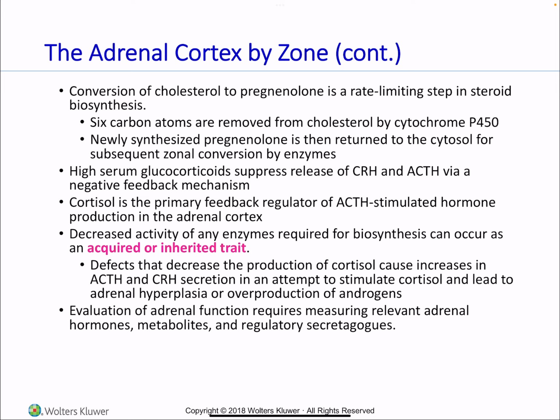Decreased activity of any enzymes required for biosynthesis can occur as an acquired or inherited trait. And defects that decrease the production of cortisol can also cause increases in ACTH and CRH secretion in the attempt to stimulate cortisol and lead to adrenal hyperplasia or the overproduction of androgens. The evaluation of adrenal function requires measuring relevant adrenal hormones, metabolites, and also regulatory secretories.